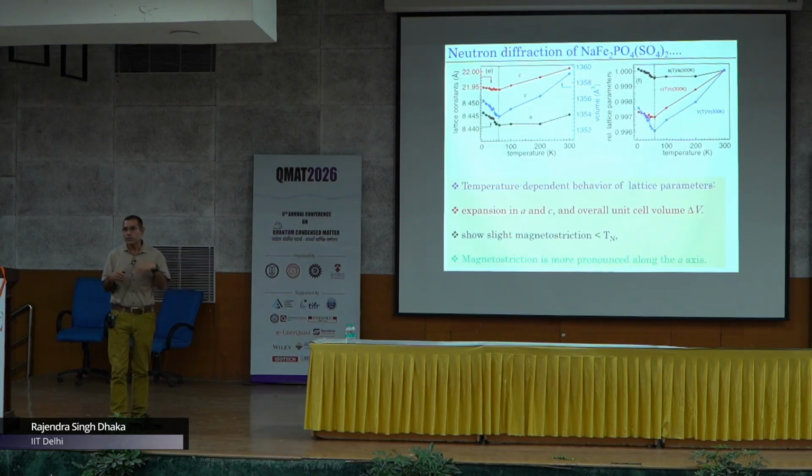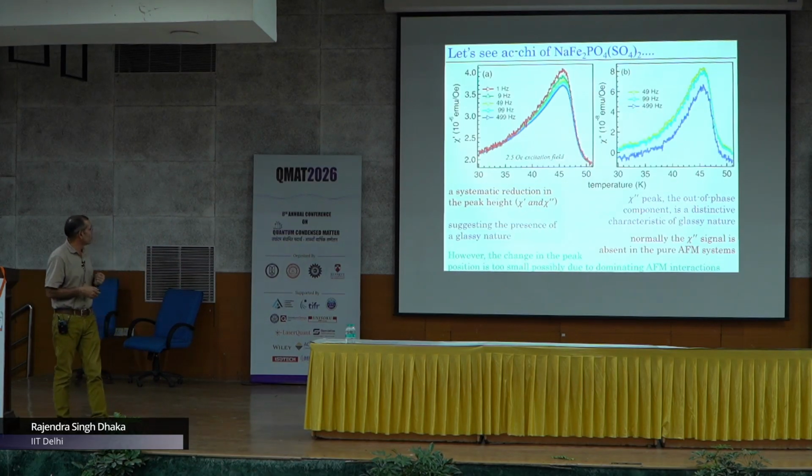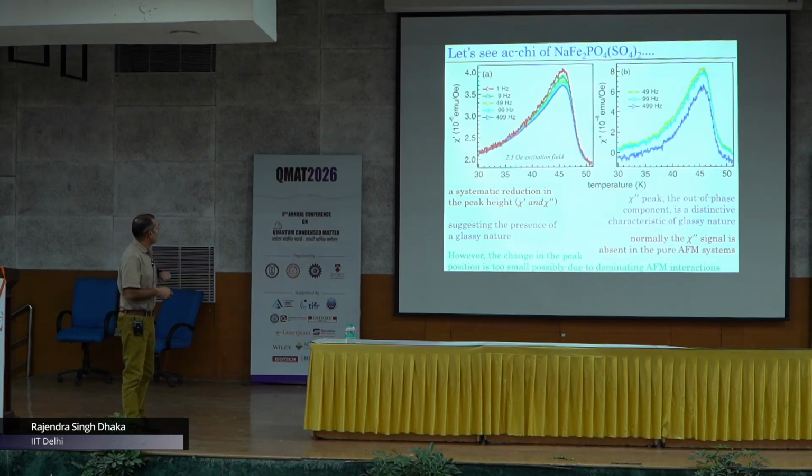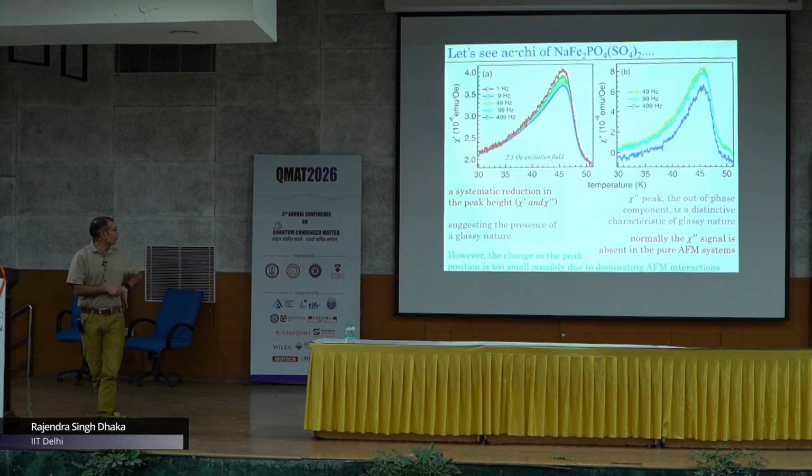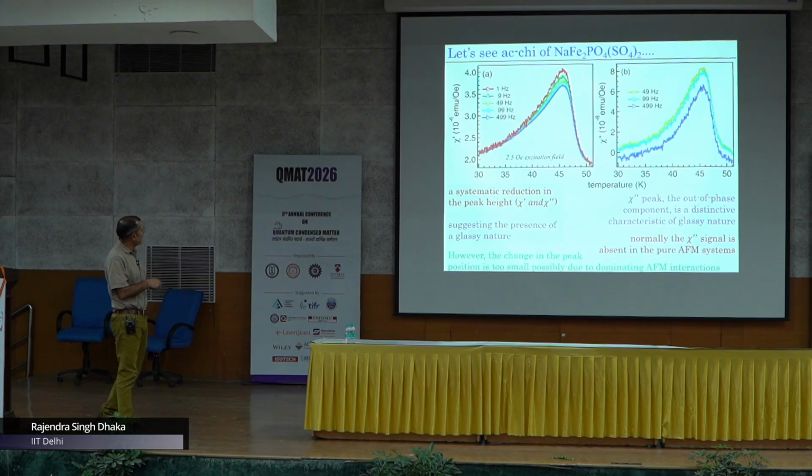So, neutron of course is telling us that this is pure antiferromagnetic ordering, while magnetization is telling that there is something complex. So, what next we have to do is the AC magnetic susceptibility. That is what we did. The chi prime and chi double prime are plotted here as a function of temperature and at different frequencies at very low excitation field of course.